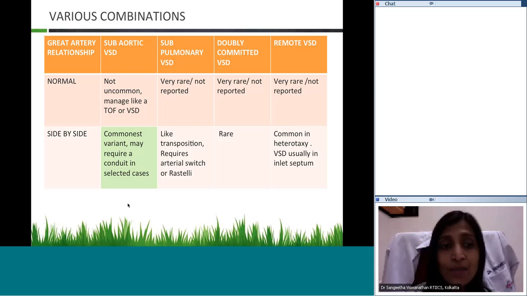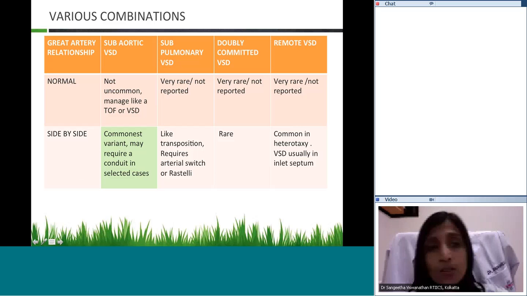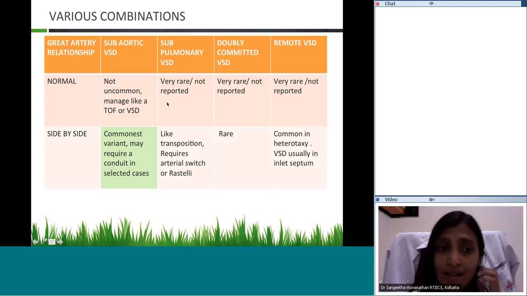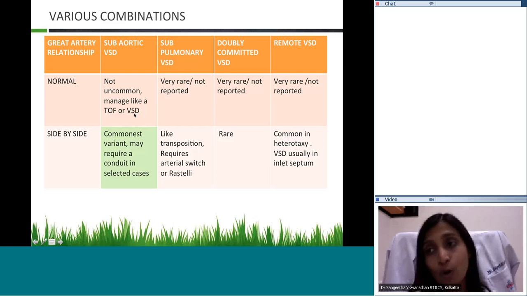Now, you can also have normal great artery relationship in DORV, and often this behaves either like a VSD or tetralogy of Fallot, depending on whether there is pulmonary stenosis or not. When you have normally related great arteries, the other types of VSDs are very rare. So the only or the main type of VSD that you find with normally related great arteries is the subaortic VSD.